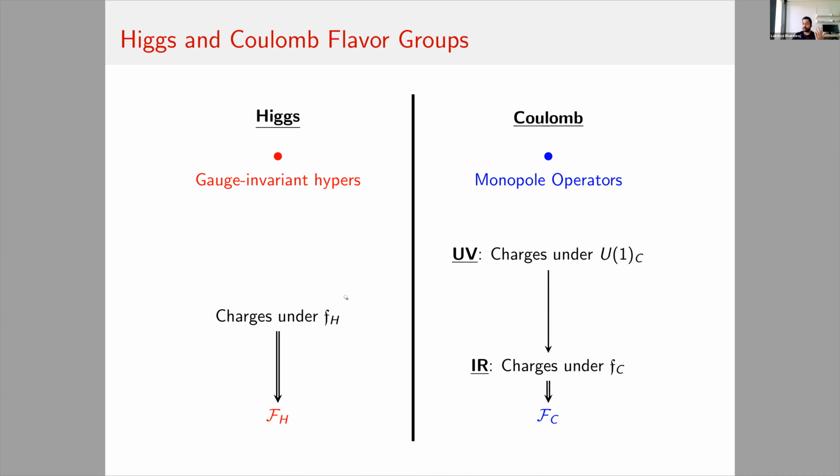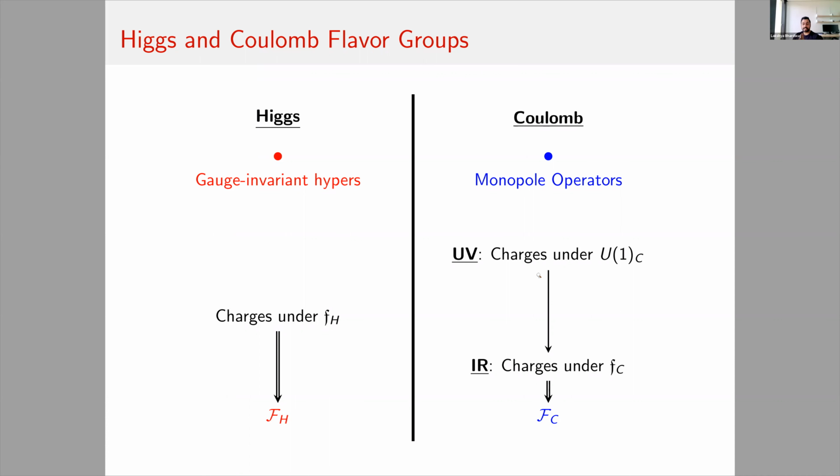So how are we going to compute the Higgs and the Coulomb branch flavor groups, which I am denoting as F_H and F_C over here? So for the Higgs branch, the computation is straightforward. You compute the gauge invariant combinations of hypers. You check what kind of charges they form under this algebra f_H. And then from that, you can read off what should be the smallest group under which all of these charges form linear representations.